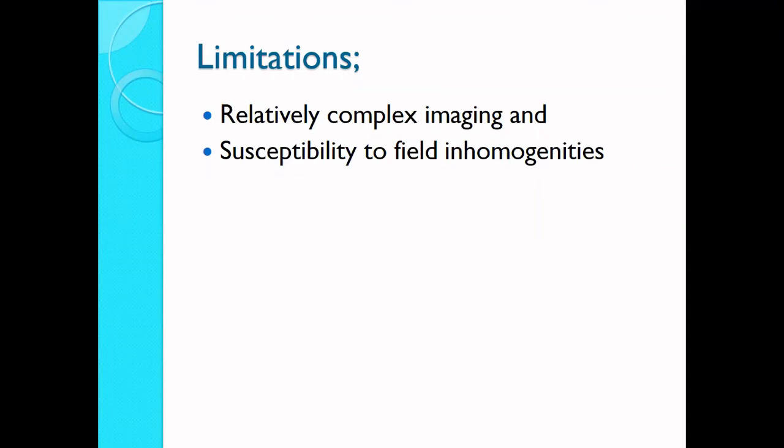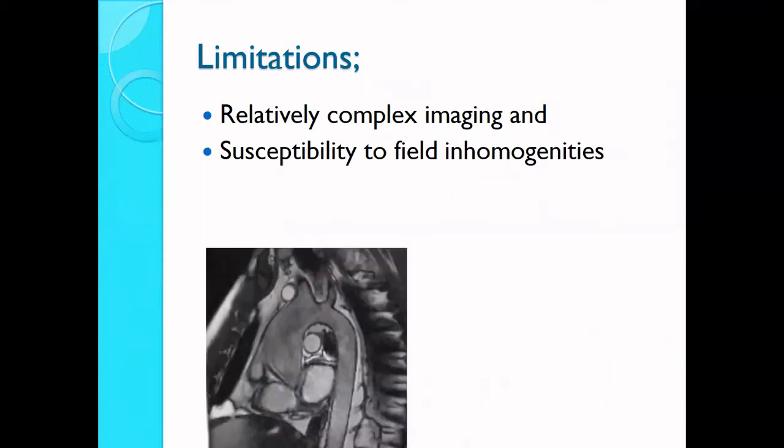Susceptibility to field inhomogeneity. Field homogeneity is very, very crucial. Inhomogeneity will cause field disturbance, which means you can't take a good image out of it. So that's why it's very susceptible toward that.